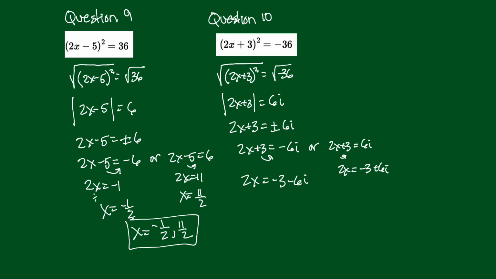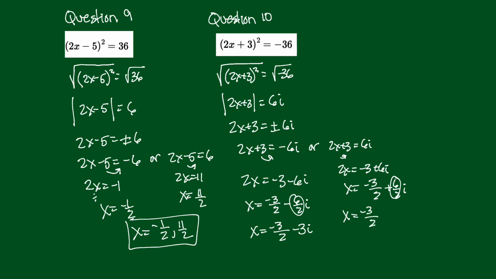And divide by 2. Now, I'm going to write it like this. I'm going to divide everything by 2 here. So I'll get x equals negative 3 over 2 minus 6 over 2 i. But 6 over 2 i I can write like this. X equals negative 3 halves minus 3i. And this one over here, I'll get x equals negative 3 over 2 plus 6 over 2 i. But that's 6 over 2, that's a 3. So I'll get x equals negative 3 halves plus 3i.